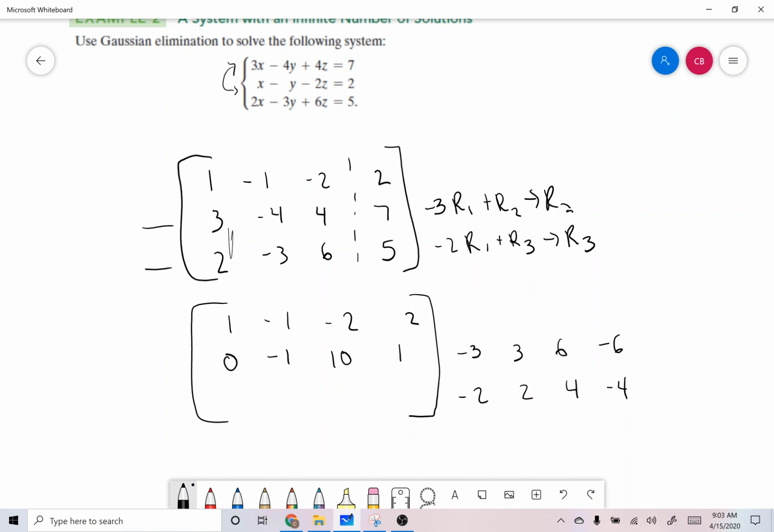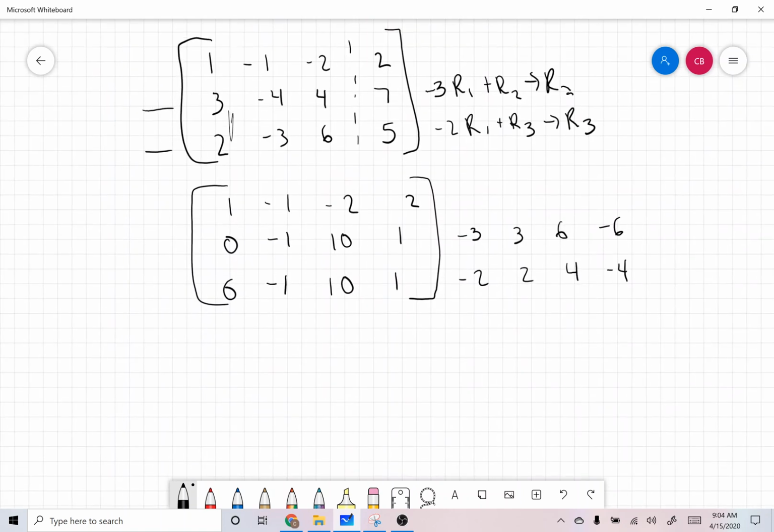Next, we are going to have the following. We have -2 and 2 is 0. 2 and -3 is -1. 4 and 6 is 10. And 7, no, I'm sorry, 5 and -4 is 1, which is good. Okay, so we've gotten that far.